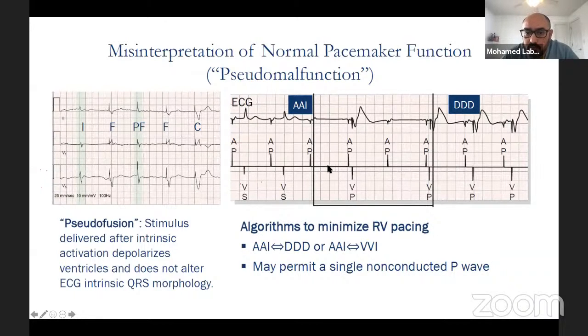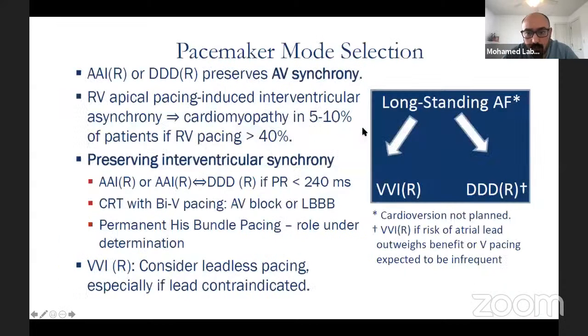Why all this? This is an algorithm, so if you have someone with a normal AV conduction and you want to avoid, say if they have a first degree AV block, you want to avoid unnecessarily V pacing. So you're just giving some time to AV to conduct and avoid V pacing. So if you see this, make sure you don't call it sensing problem or failure to capture problem, okay?